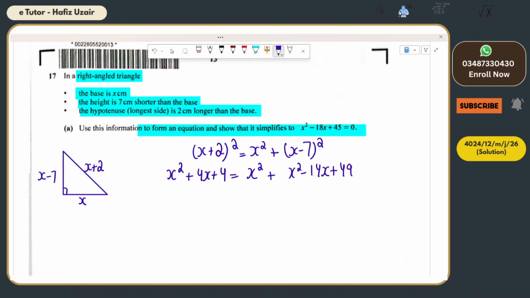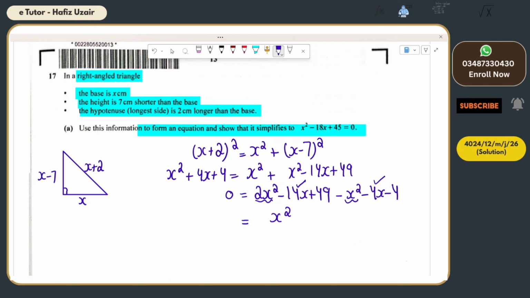Now on the right side you can simplify this, so that is 2x² − 14x + 49. And let's shift these things over here, so that will be x² − 4x − 4. So this will produce 2x² − x² is x², −14x and −4x is −18x, and plus 49 − 4 is plus 45, equal to 0, and this is what you are supposed to show in this question.